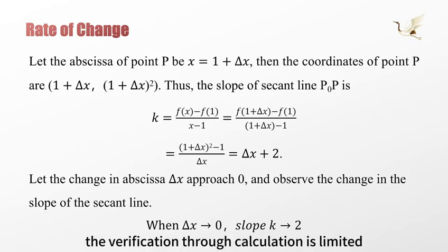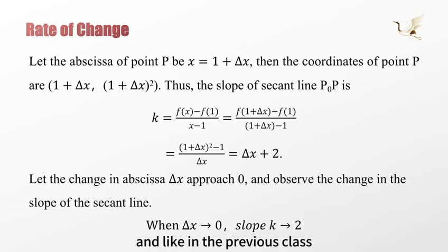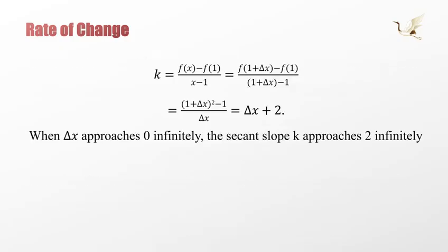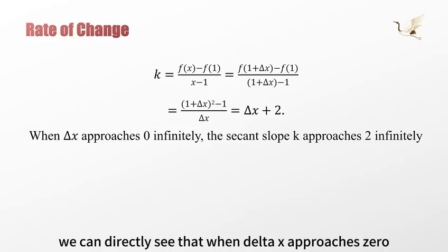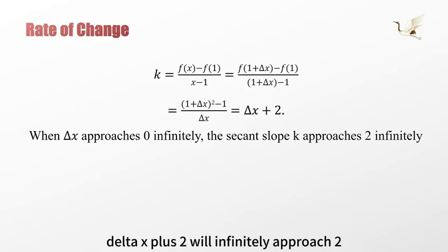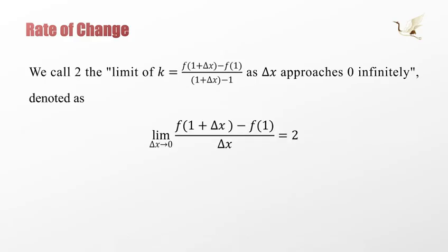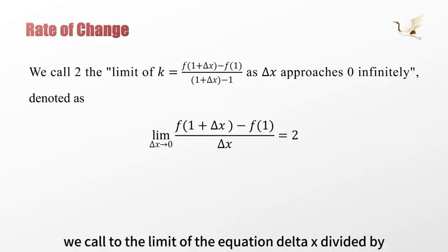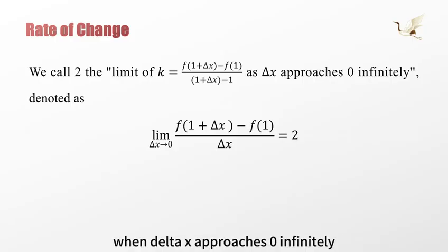The verification through calculation is limited, and like in the previous class, we need to explain this conclusion from a more rational perspective. In fact, from the final expression of k, delta x plus 2, we can directly see that when delta x approaches 0, delta x plus 2 will infinitely approach 2. We call 2 the limit of the expression (f(1 plus delta x) minus f(1)) divided by delta x when delta x approaches 0 infinitely. Write it as the following expression.